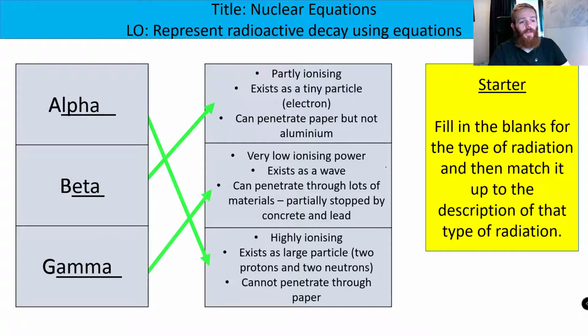And then no prizes for guessing the last one. Gamma is very low ionising power. It exists as a wave, but it can penetrate through lots of materials. It's partially stopped by concrete and lead. You need very thick lead, very thick concrete to actually stop it.